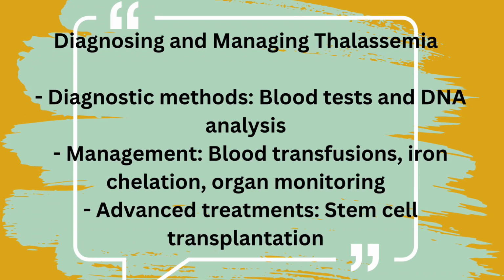Diagnosis of thalassemia involves blood tests showing specific changes in red cells and unique hemoglobin patterns, confirmed by DNA analysis for precise genetic mutations. Management includes regular blood transfusions, iron chelation to prevent iron overload, and monitoring for organ damage. Advanced treatments include stem cell transplantation, which can offer a cure in some cases.